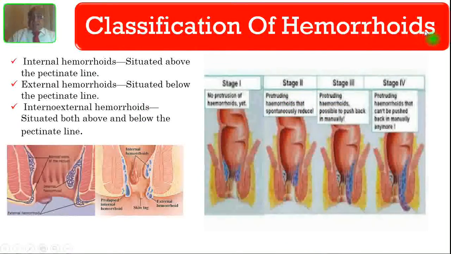So coming to the classification of the hemorrhoids, it is called internal hemorrhoids if it is lying above the pectinate line or dentate line. It is external hemorrhoids if it is situated below the dentate line. If it is situated both above and below the pectinate or dentate line, it is called interno-external hemorrhoid. So here you are seeing this is internal hemorrhoids and this is external hemorrhoids.